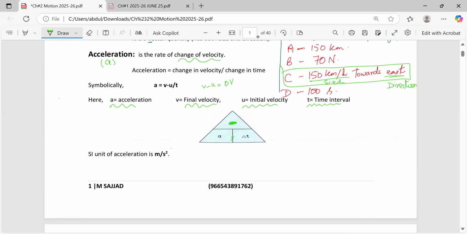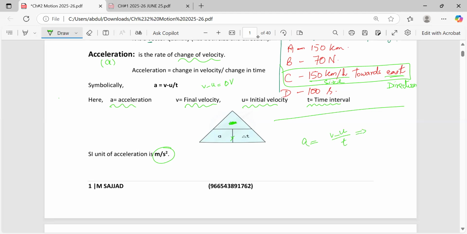So very important and easy to understand with this example. Now, the unit of acceleration. Just like the unit of distance is meter, the unit of speed is meter per second, the unit of velocity is meter per second, in the International System. Similarly, the unit of acceleration is meter per second square. How? Check. A is equal to V minus U over T.